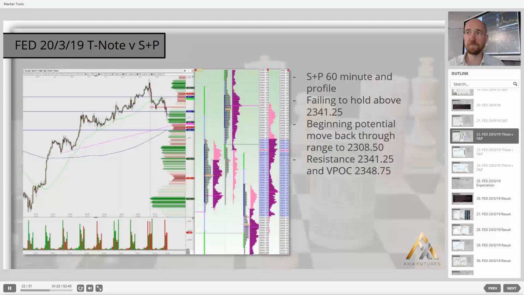And so from this perspective, as long as you're staying below 41.25, and as a last push using the profile, the VPOC up at 48.75, as long as you're staying below 41.25 predominantly though, this market does have a more bearish outlook, meaning that you're going to need a much more dovish Fed to keep the move going.